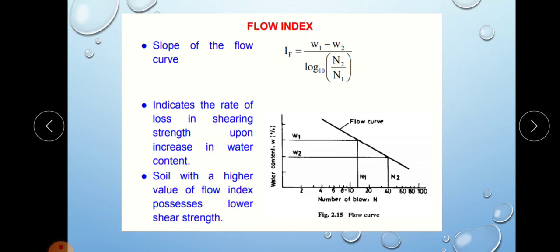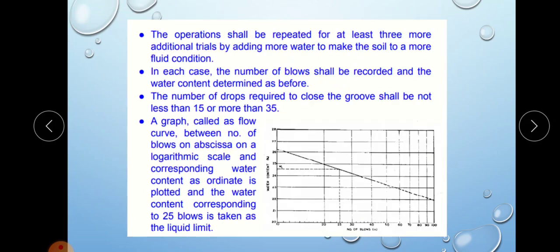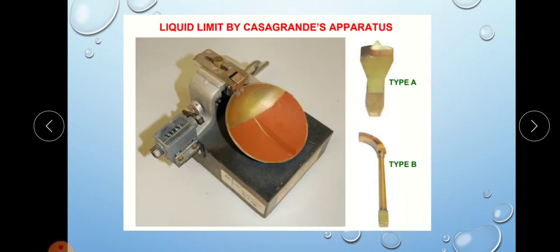So this is about flow index, and this is the experiment in order to find the liquid limit, that is Casagrande apparatus. So I think you are clear.